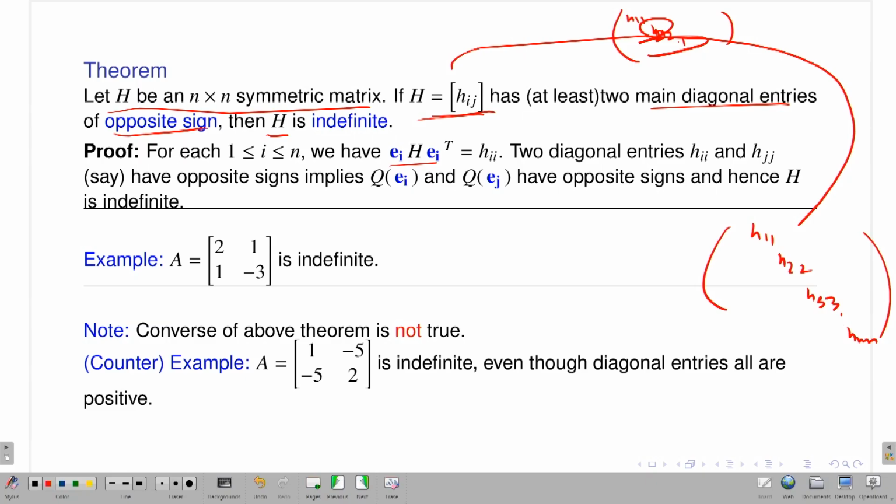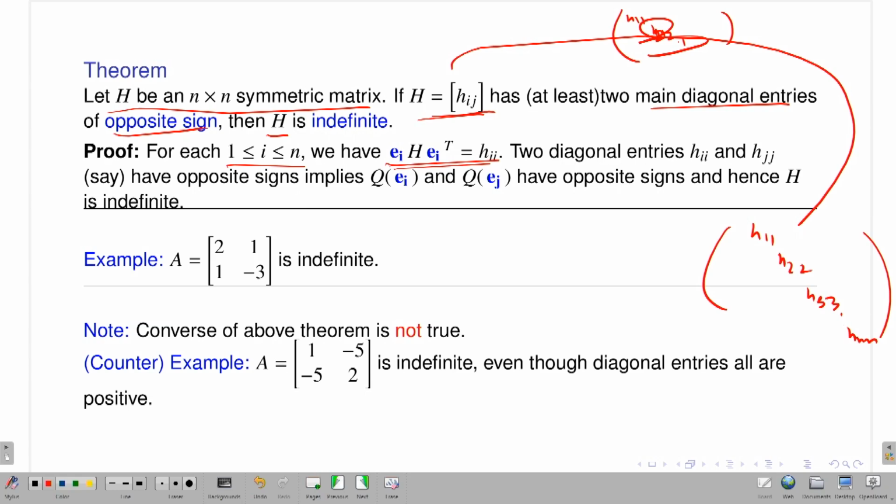That means at some point it should take some positive values, at some point it should take negative values. Proof is very easy. For i from 1 up to n, because I am in n dimension, consider the coordinate vectors or basis of this n dimension, that means Ei, whose ith component is 1, rest of them are 0. And I already said that if I have a symmetric matrix, this property is true: Ei H Ei transpose is nothing but Hii, right?